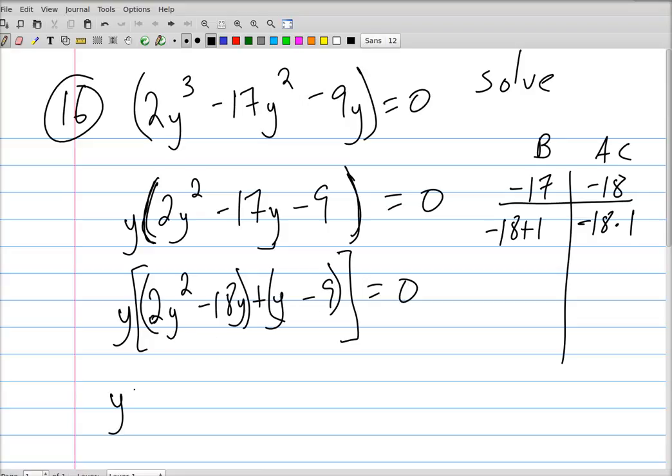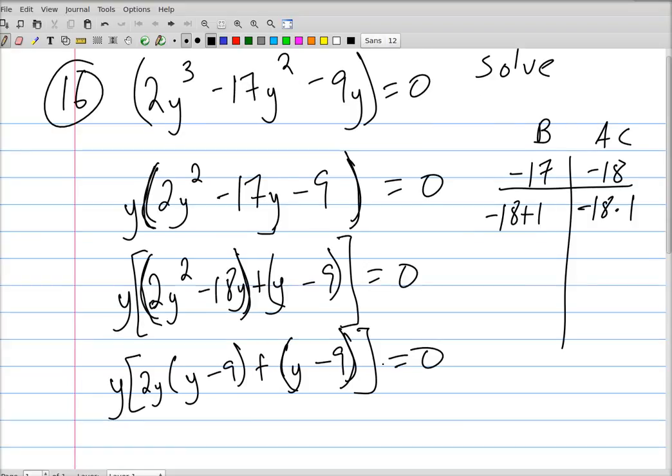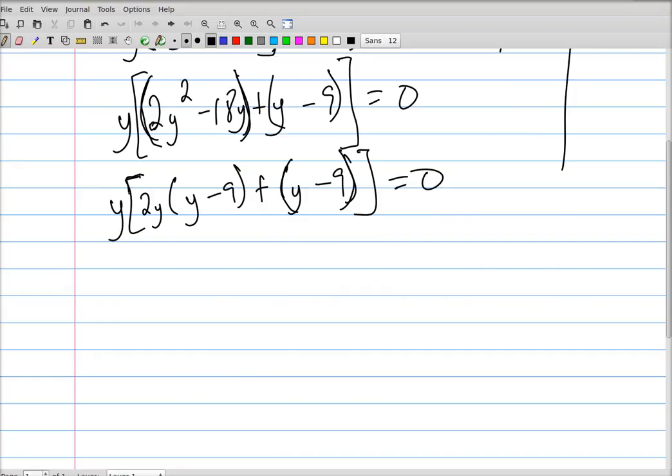Now if I do my factor by grouping, from these two terms here, I can factor out a 2y. And that leaves me with y minus 9 on the inside. And I can't factor anything out from this y minus 9 right here. So I'm just going to leave that term as it is. Alright, that helps because now, just paying attention to what's inside these square brackets, I don't care about that y right now. All I'm focused on is what's inside these square brackets. I can complete my factor by grouping.